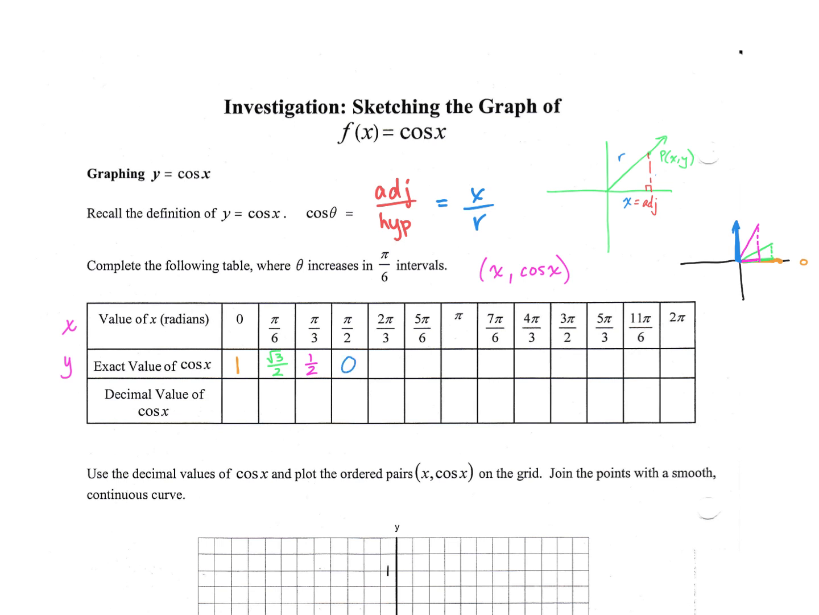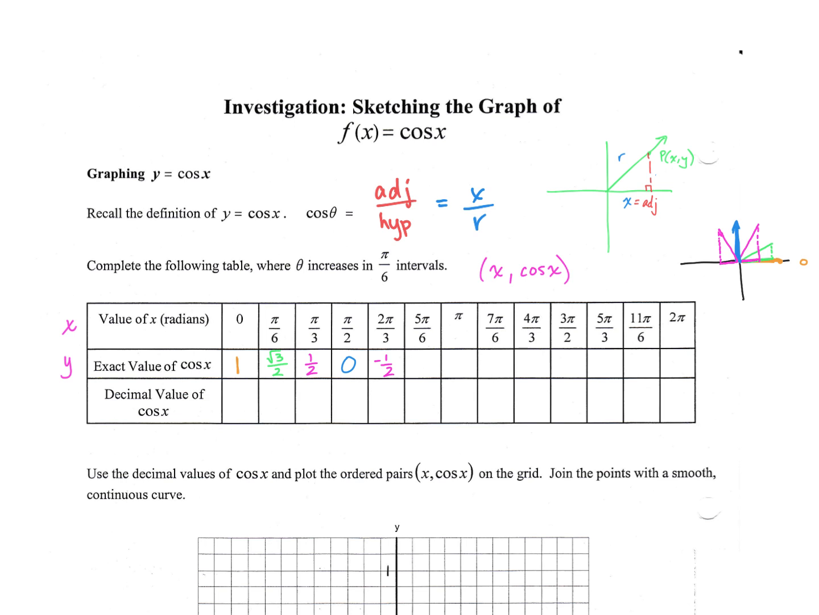And then we can continue to rotate. Well, when I go to 2 pi by 3, I have an adjacent side again. It's starting to get a little bit bigger. But I know cos is now onto negative x values, right? That adjacent side is now a negative 1/2.